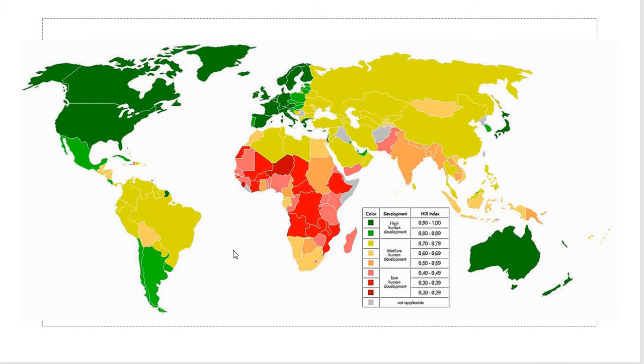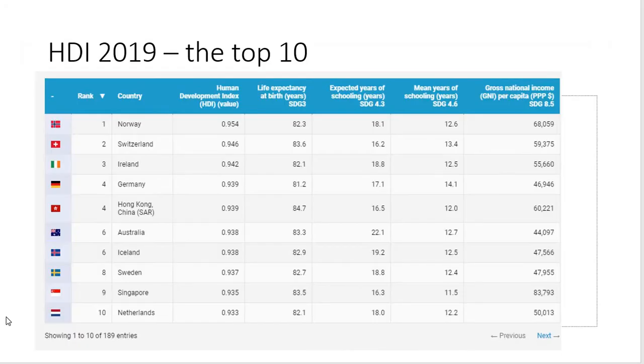Now, if we look at the Human Development Index for 2019, we can see here the top 10 countries. I'm sure these aren't particularly surprising. If I had asked you to name countries where you thought the quality of life was good and people had a good lifestyle, this is probably what you would have expected. For number 4, where it says Hong Kong, China, it doesn't mean the whole of China. It just means Hong Kong.